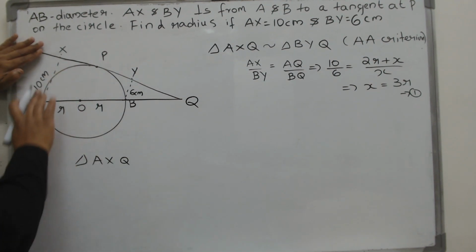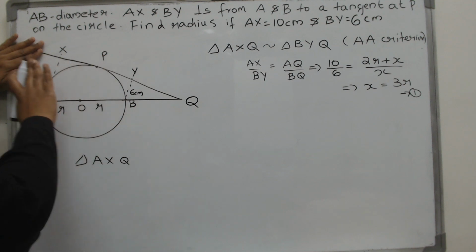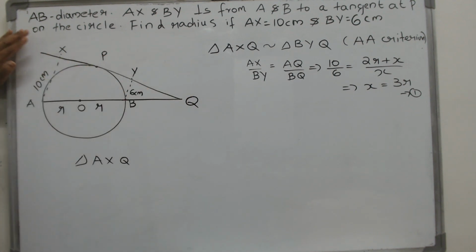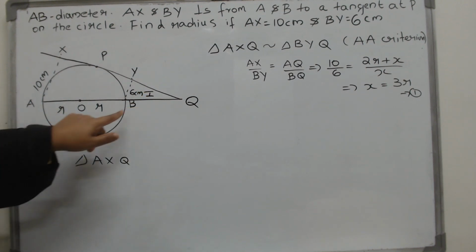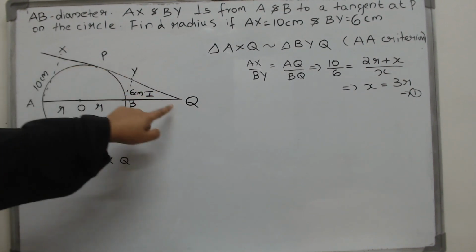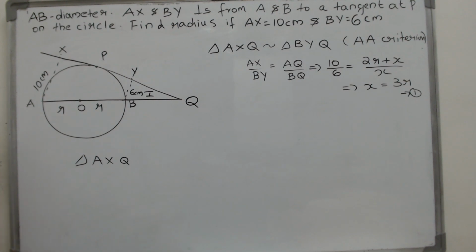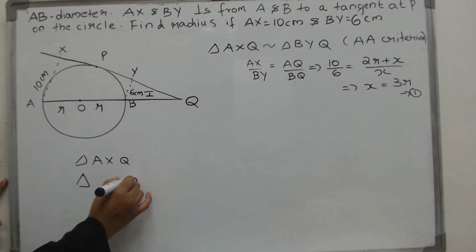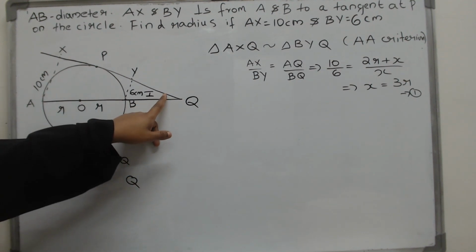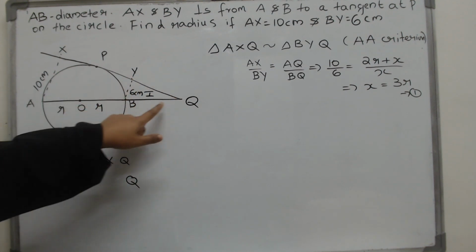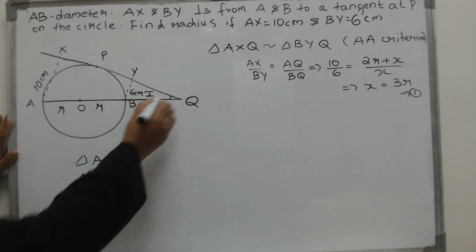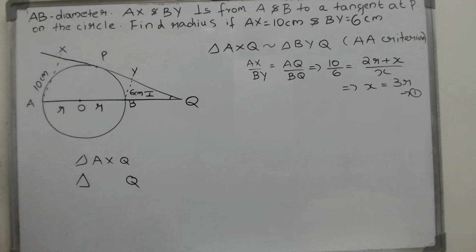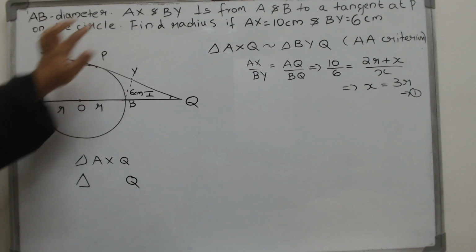First one, AXQ is the whole of this huge triangle here. And what is the smaller triangle? The small one that you see here, BYQ. What is the first thing you notice? Q and Q are what? The common angle. For both this small triangle and this huge triangle, you will notice that Q is the common angle. What else do we have?